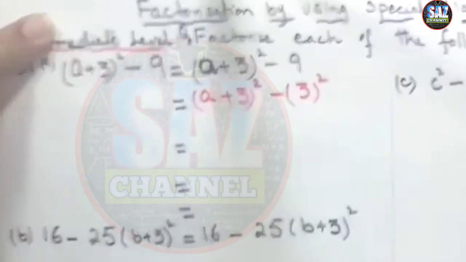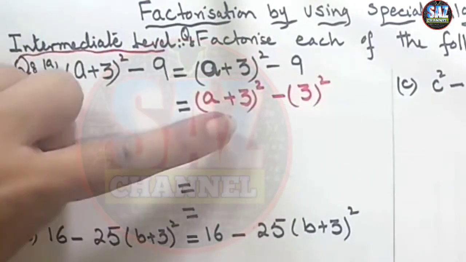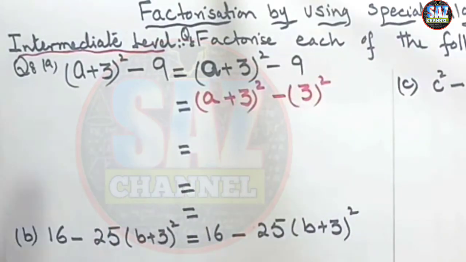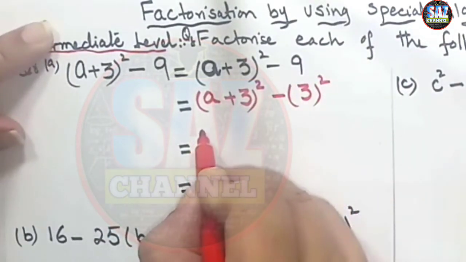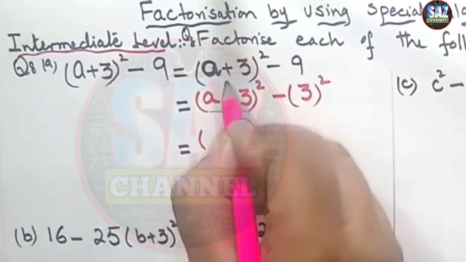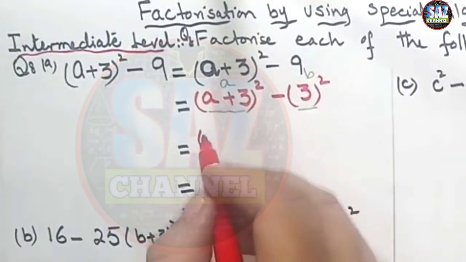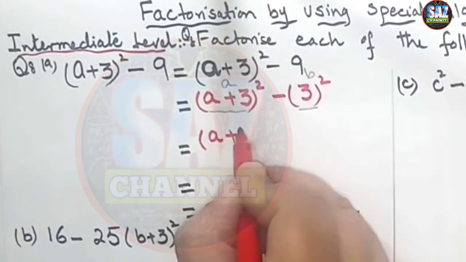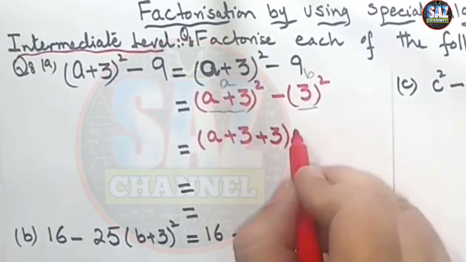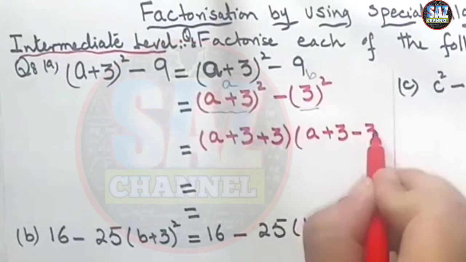Now my question has taken the form a whole square minus b whole square. A of the question is a plus 3 and b of the question is 3. Now I have to write it in form of a plus b. This whole is a and this whole is b. So it will become a plus 3 plus 3, and a minus b, which is a plus 3 minus 3.